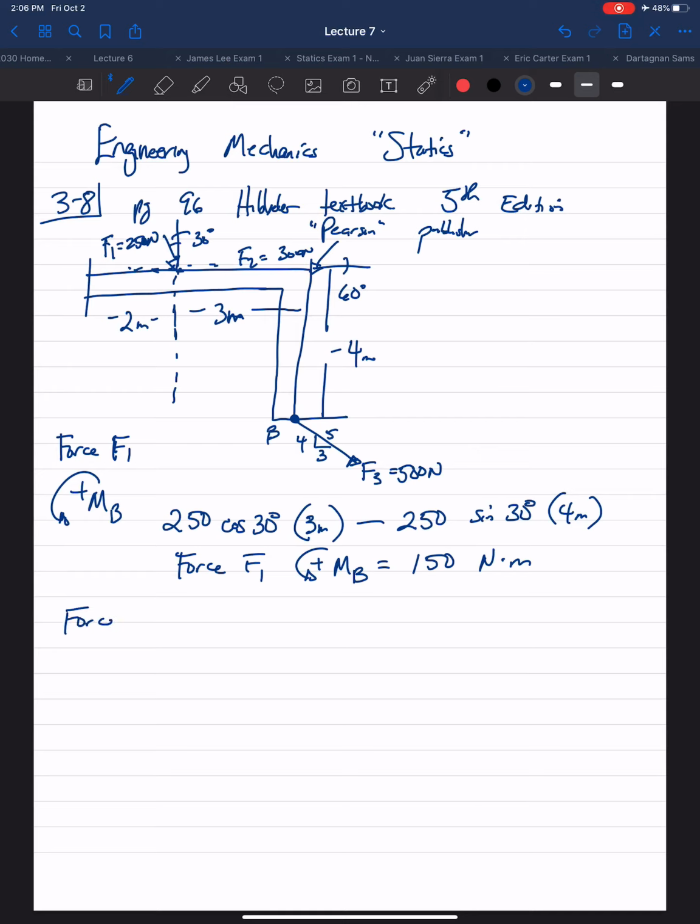Now for force F2, some of the moments about point B. F2 is at a 60-degree angle. The horizontal component is given to us as cosine of 60. And the perpendicular distance between the horizontal component of F2 and B is given to us as 4 meters. The horizontal component is directed to the left, so it will be causing a counterclockwise rotation about point B, so that gives us positive.